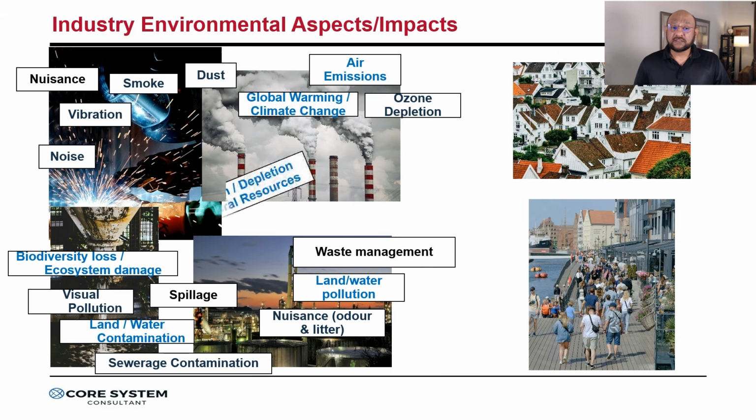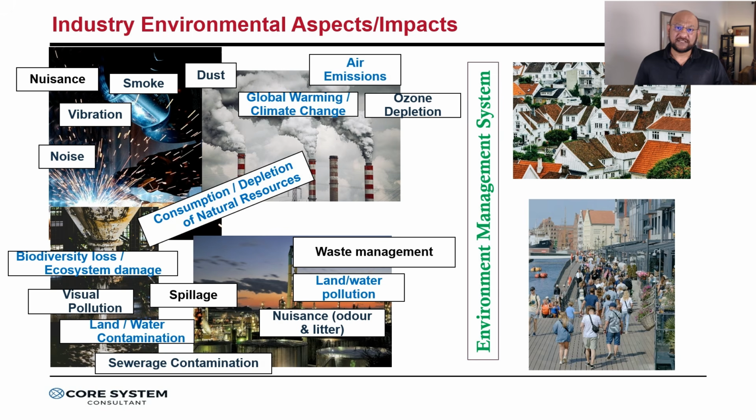And lastly, all these industries use natural resources, could be in terms of fossil fuel, could be in terms of energy, could be in terms of minerals that they are using. So the consumption and depletion of those natural resources is also an environmental aspect which may impact the environment. And then 14001, which is an environment management system, provides a framework for all these industries to operate in such a manner that they do not pollute the environment and make it livable for the communities and the human beings that are out there.